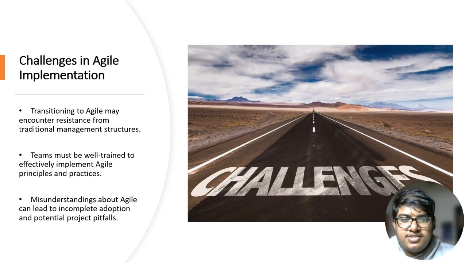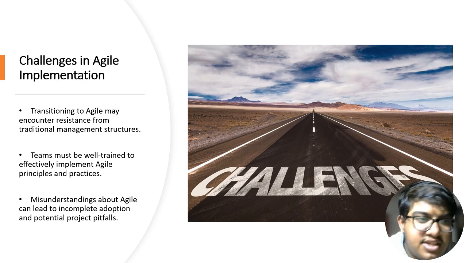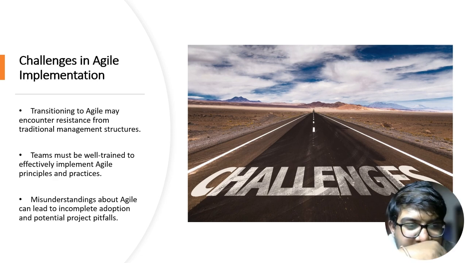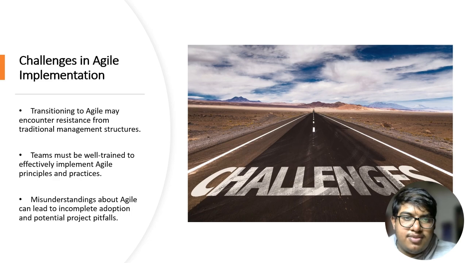There are still some challenges faced in agile implementation. Transitioning to agile may encounter resistance from traditional management. Also, to transition into agile, the teams must be very well trained to effectively implement agile principles and practices. Another challenge is that misunderstanding about agile can lead to incomplete adoption and potential project pitfalls.